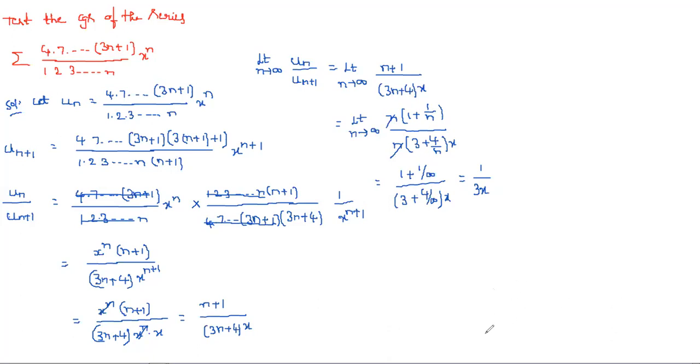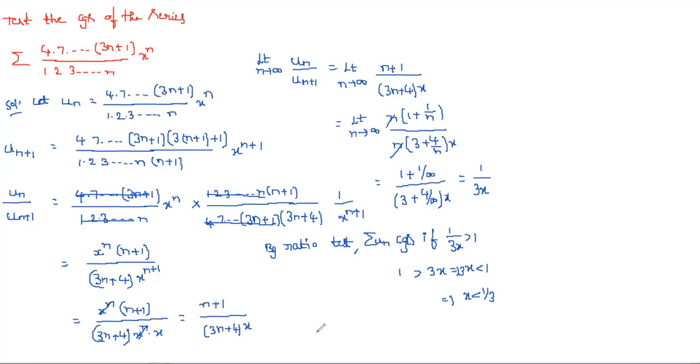But we didn't get any finite value; it consists of x. So for that, simply what we can write, by ratio test, summation un converges if 1 by 3x is greater than 1. So 1 by 3x greater than 1 is nothing but 1 greater than 3x, and that is nothing but 3x less than 1, and that is simply we can write x less than 1 by 3. Okay, x less than 1 by 3.